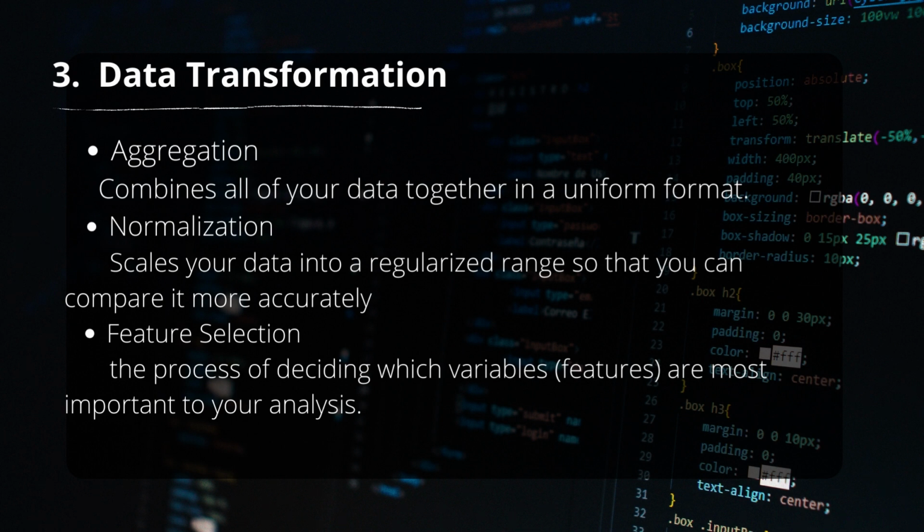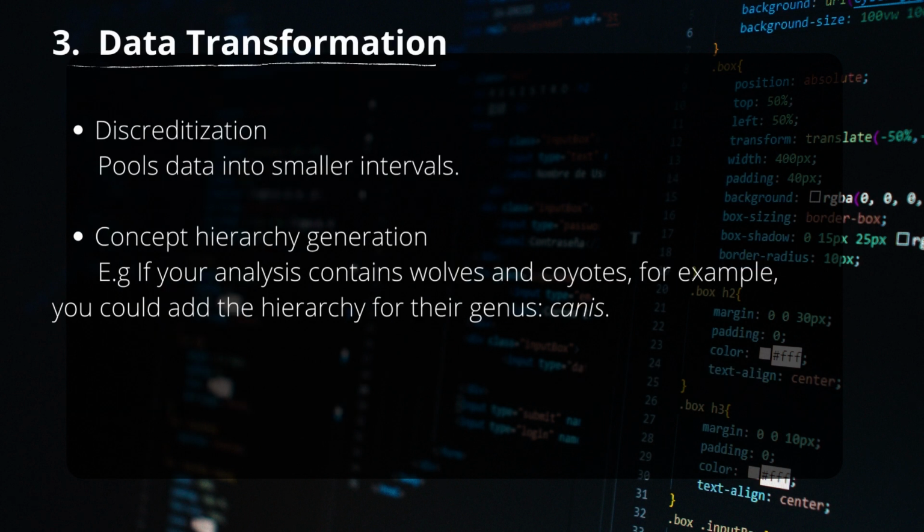Feature selection is the process of deciding which variables are most important to your analysis. These features will be used to train models. It's important to remember that the more features you choose to use, the longer the training process, and sometimes the less accurate your results. The next thing that I will just point out is discretization and concept hierarchy generation.